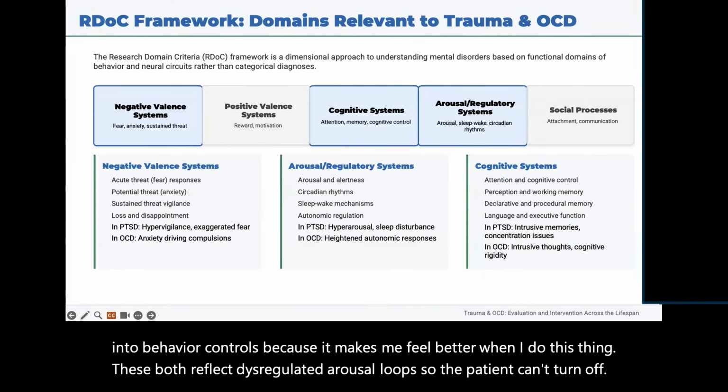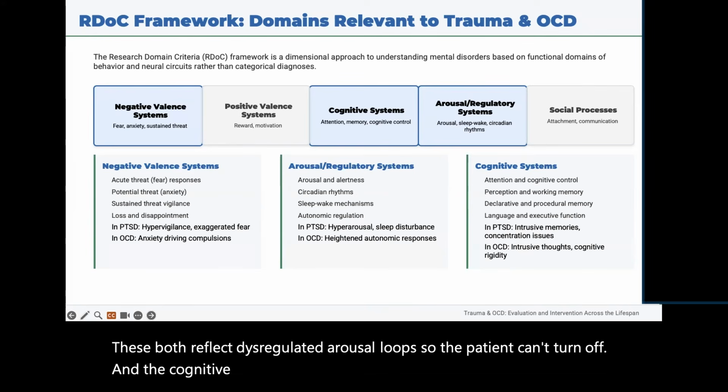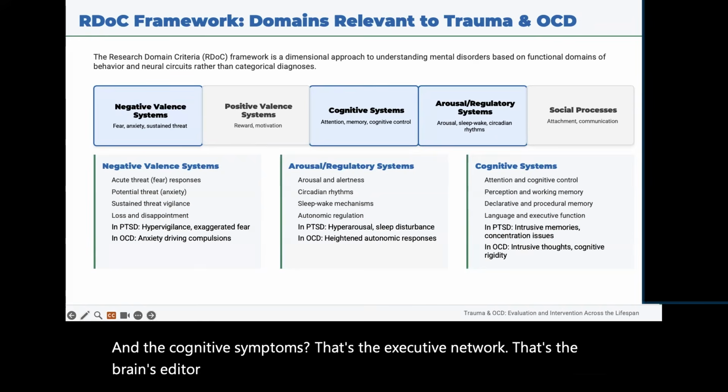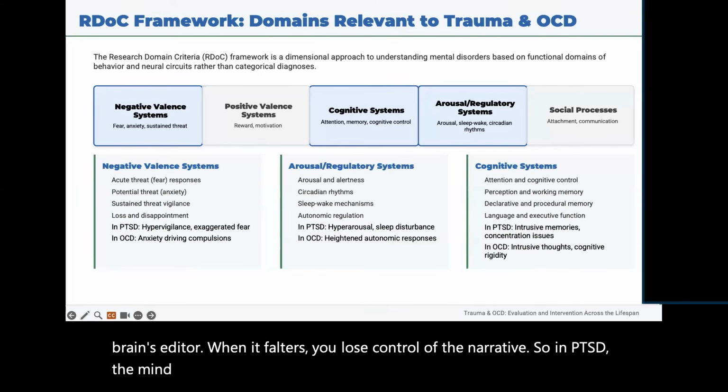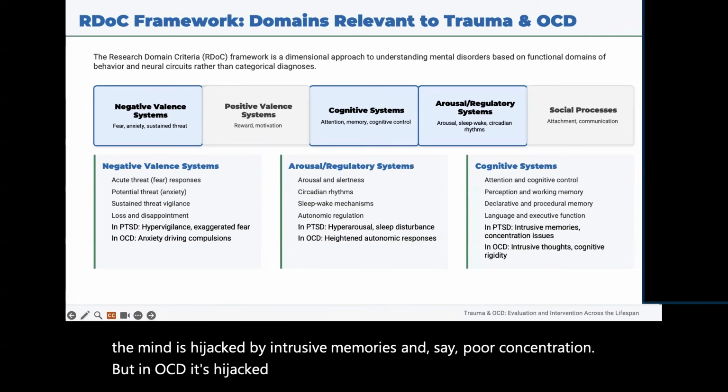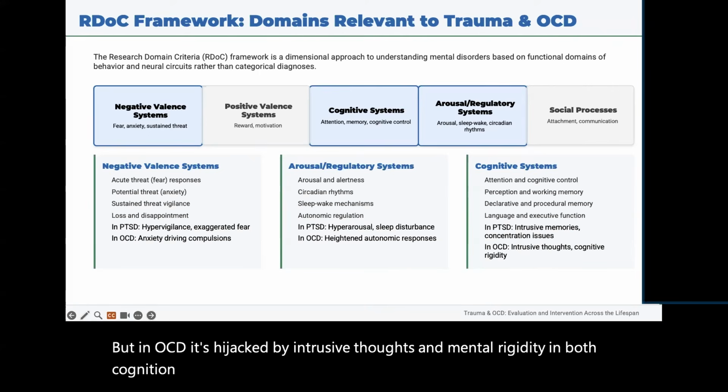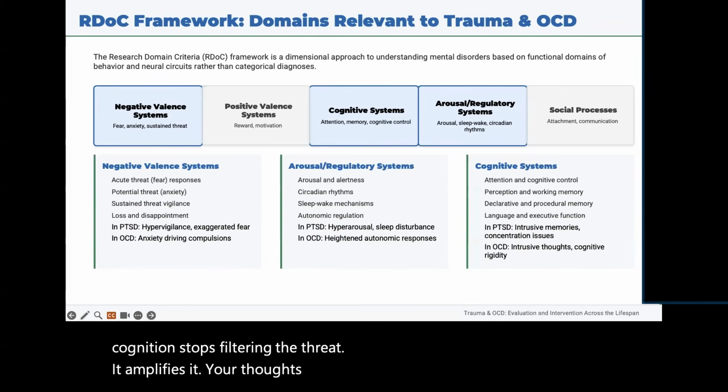And the cognitive symptoms, that's the executive network. That's the brain's editor. When it falters, you lose control of the narrative. So in PTSD, the mind is hijacked by intrusive memories and, say, poor concentration. But in OCD, it's hijacked by intrusive thoughts and mental rigidity. In both, cognition stops filtering the threat. It amplifies it. Your thoughts are not reliable.